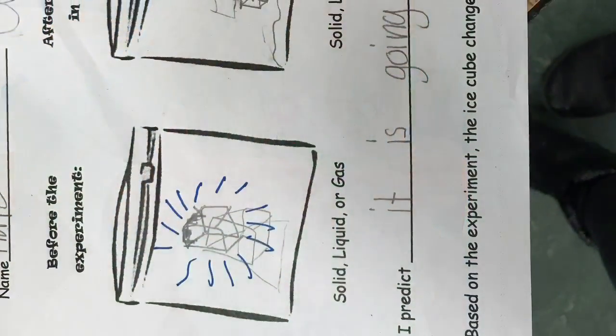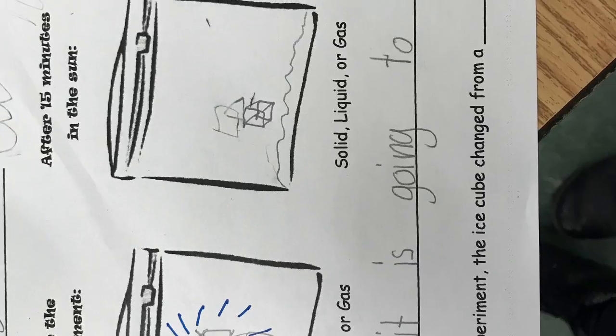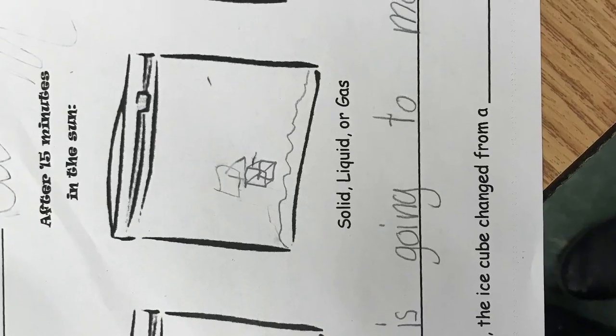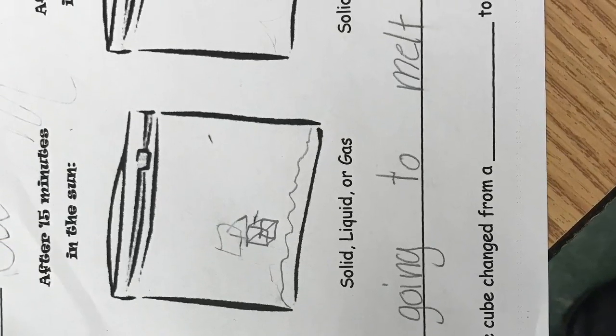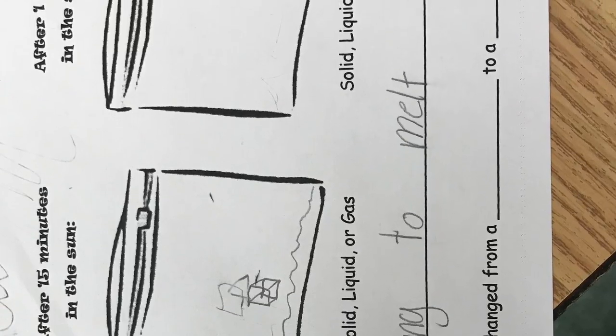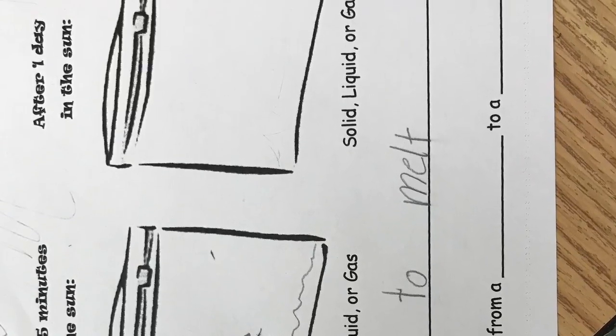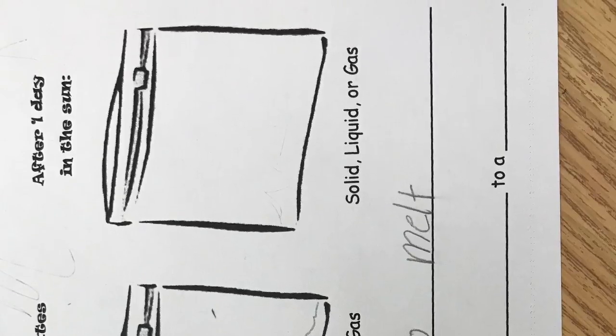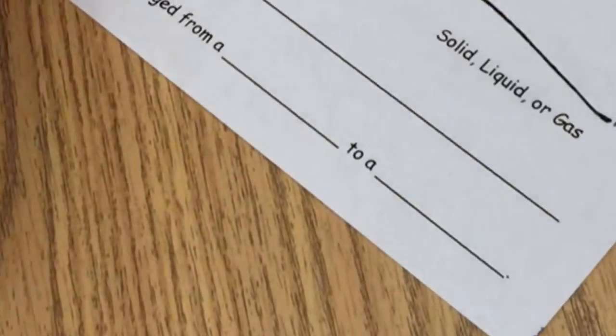The students were asked to draw pictures of their ice cube going through the three states of matter. The students had to make a prediction at the beginning of the activity, determine what they think would happen to their ice cube. Later on, the students explained that their ice cube changed from a solid to a gas. It was a rectangle, now it's just water.